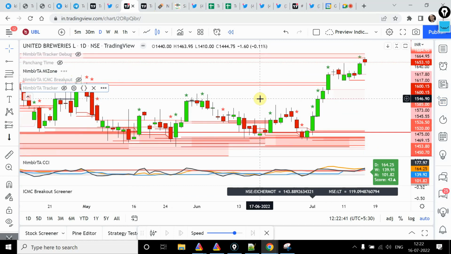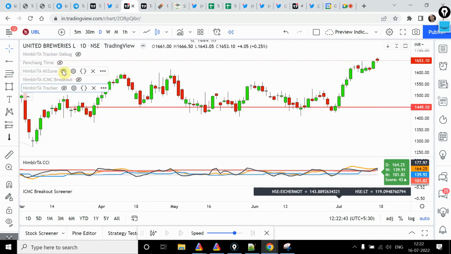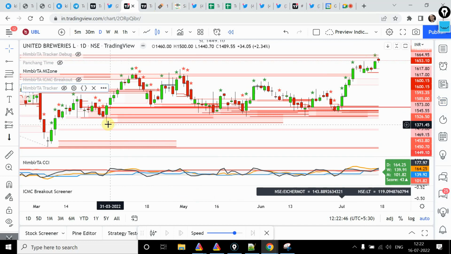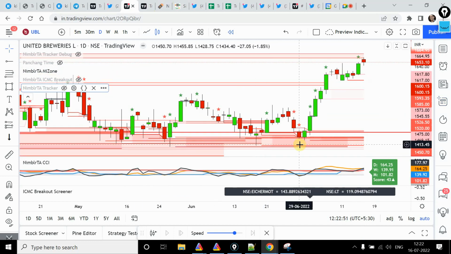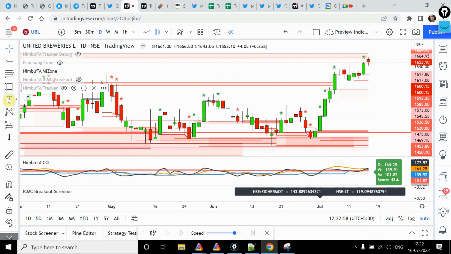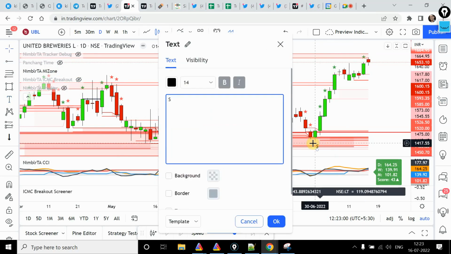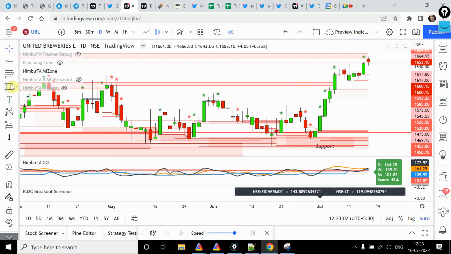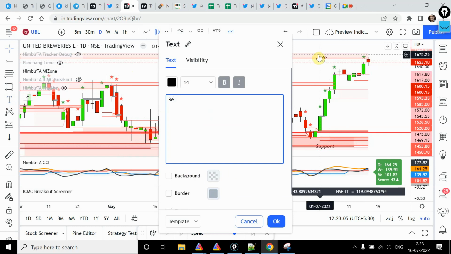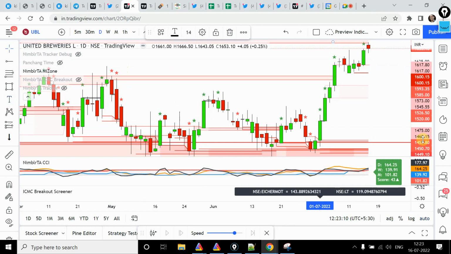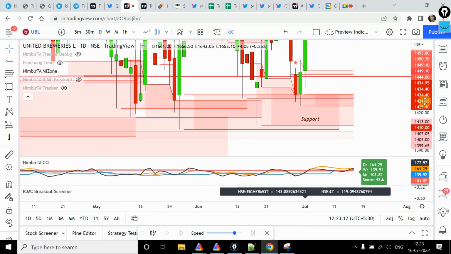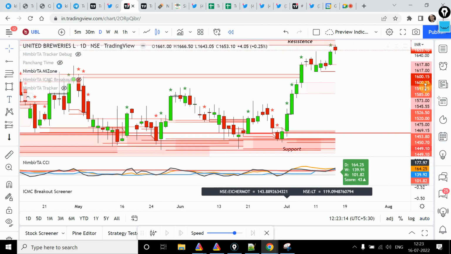See, it basically depends. Right now I have just enabled MI zone. You see, this is a big zone. This red zone is acting as a support. I use MI zones because I can see where the zones are. I can see support over here, and this is the resistance. Can you see targets automatically? Yes, this is the support at this range. So it becomes easy visually.